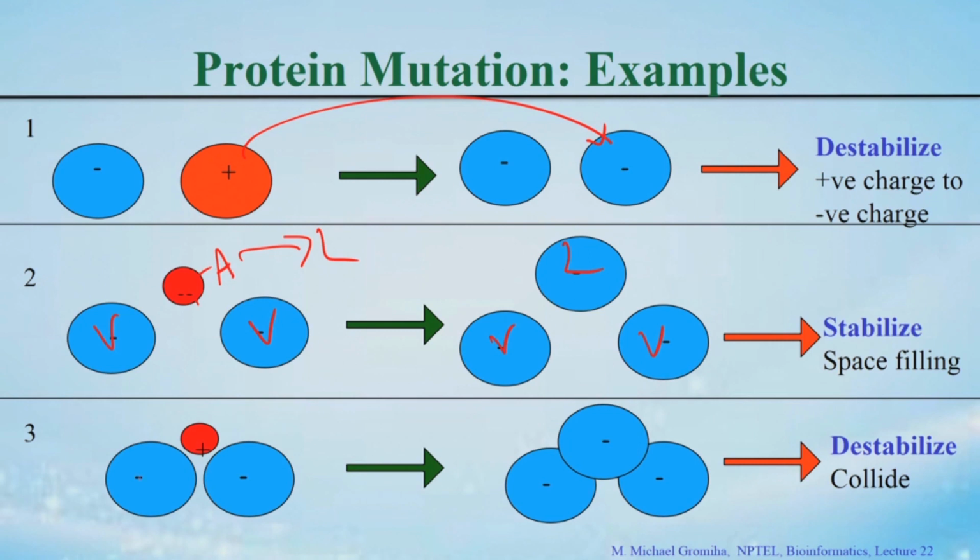On the other hand, if there are two valines here and the alanine is here, and you mutate alanine to leucine, A to L, then what will happen? There is no space for leucine to be accommodated here, because there is very little space where only alanine can fit. So, this will create steric hindrance and this will destabilize the particular protein. So, the stability of a protein upon mutation depends on the location and which residues you mutate, as well as where you mutate that particular residue.